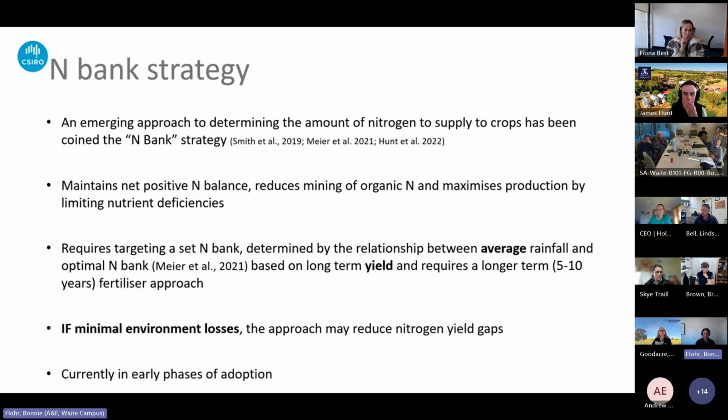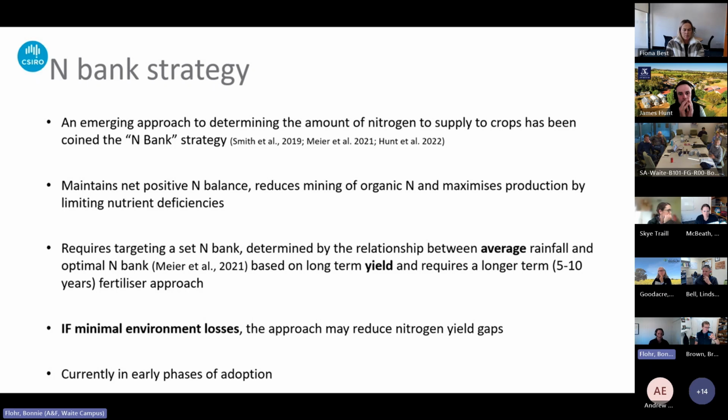So the N-bank strategy, which I believe the RiskWi group is probably fairly familiar with, but I will give a brief overview, is a way to determine the amount of nitrogen to supply to crops. The premise is that it maintains a positive N balance and reduces mining of organic N, and therefore maximises production by limiting N deficiencies.